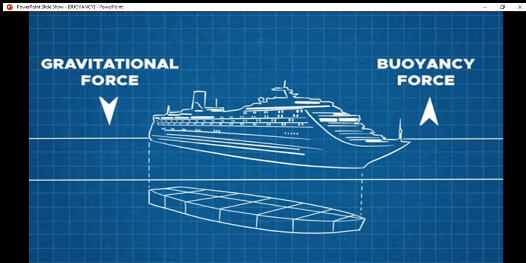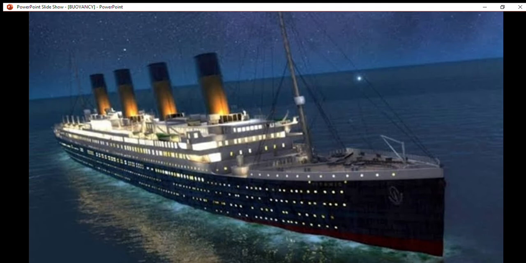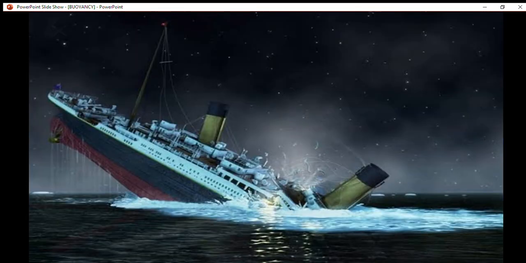Speaking of ships, we all know a famous ship, that is Titanic. I hope many of you have seen the movie Titanic. In 1912, during its voyage from Southampton to New York, Titanic hit an iceberg and there was a huge inflow of water into the compartments. This caused the gravitational force to increase above the buoyant force and the ship sank into the deep depths of the Atlantic Ocean.